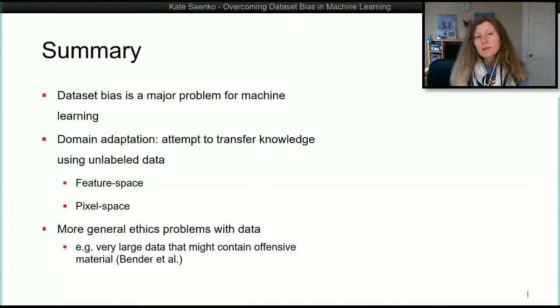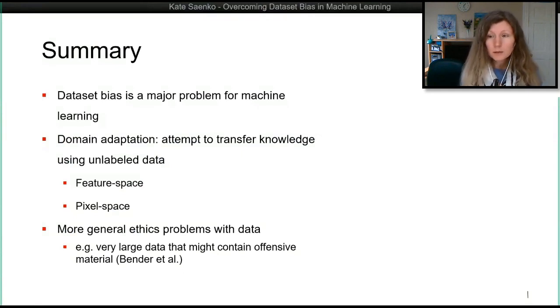Okay, great. So I'm going to wrap up here just to recap what I talked about. Dataset bias is a pretty major problem for machine learning in general, but for computer vision specifically, that's mostly what I work on, so that's what I focused on. And I showed you a couple of ways that we can mitigate this problem using either feature space domain alignment or pixel space domain alignment.